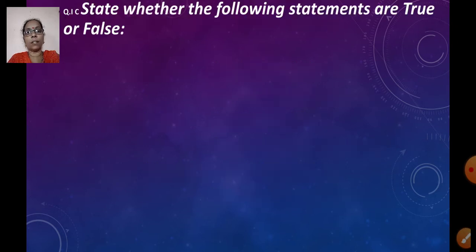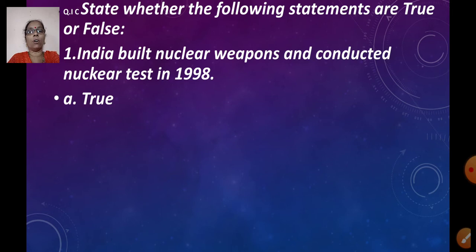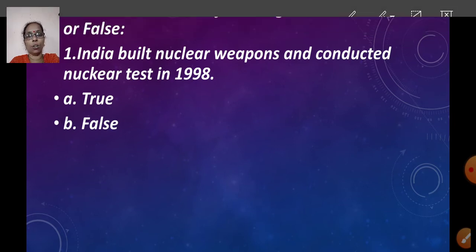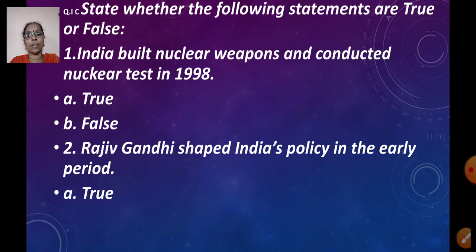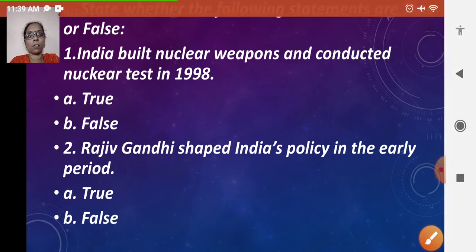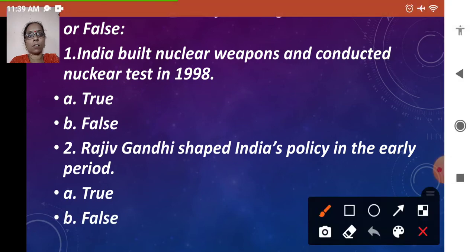Your next question will be state whether the following statement is true or false. First one, India built nuclear weapons and conducted nuclear tests in 1998. So you have to tell whether the statement is true or false. So what will be the answer? True or false? Yes, the answer is true. In 1998, India built nuclear weapons and conducted the nuclear test.